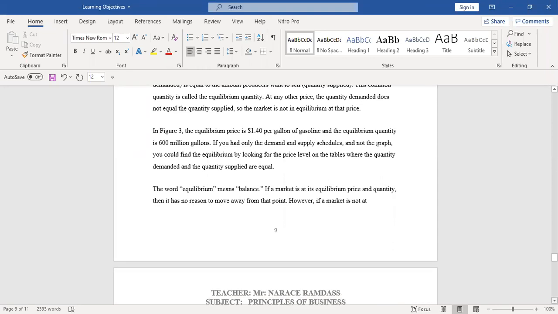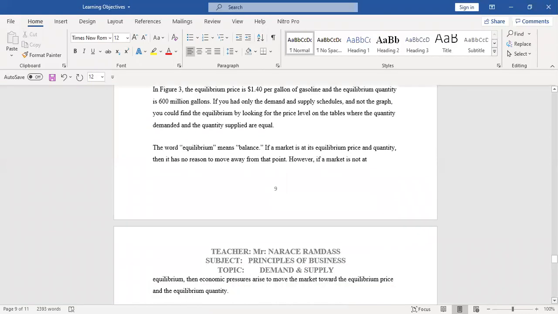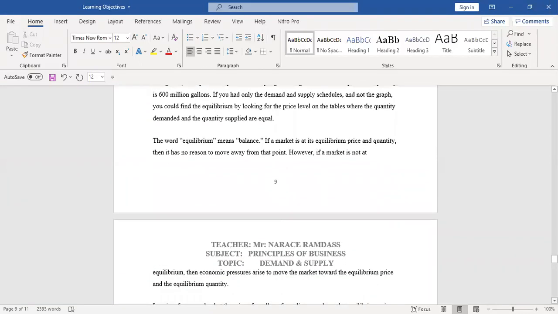The word equilibrium means balance. If a market is at equilibrium, price and quantity, then it has no reason to move away from that point. Because if you supply more, there's going to be excess supply. If you drop the price, it's going to cause a shortage. So the perfect place you want to be is at the equilibrium point.